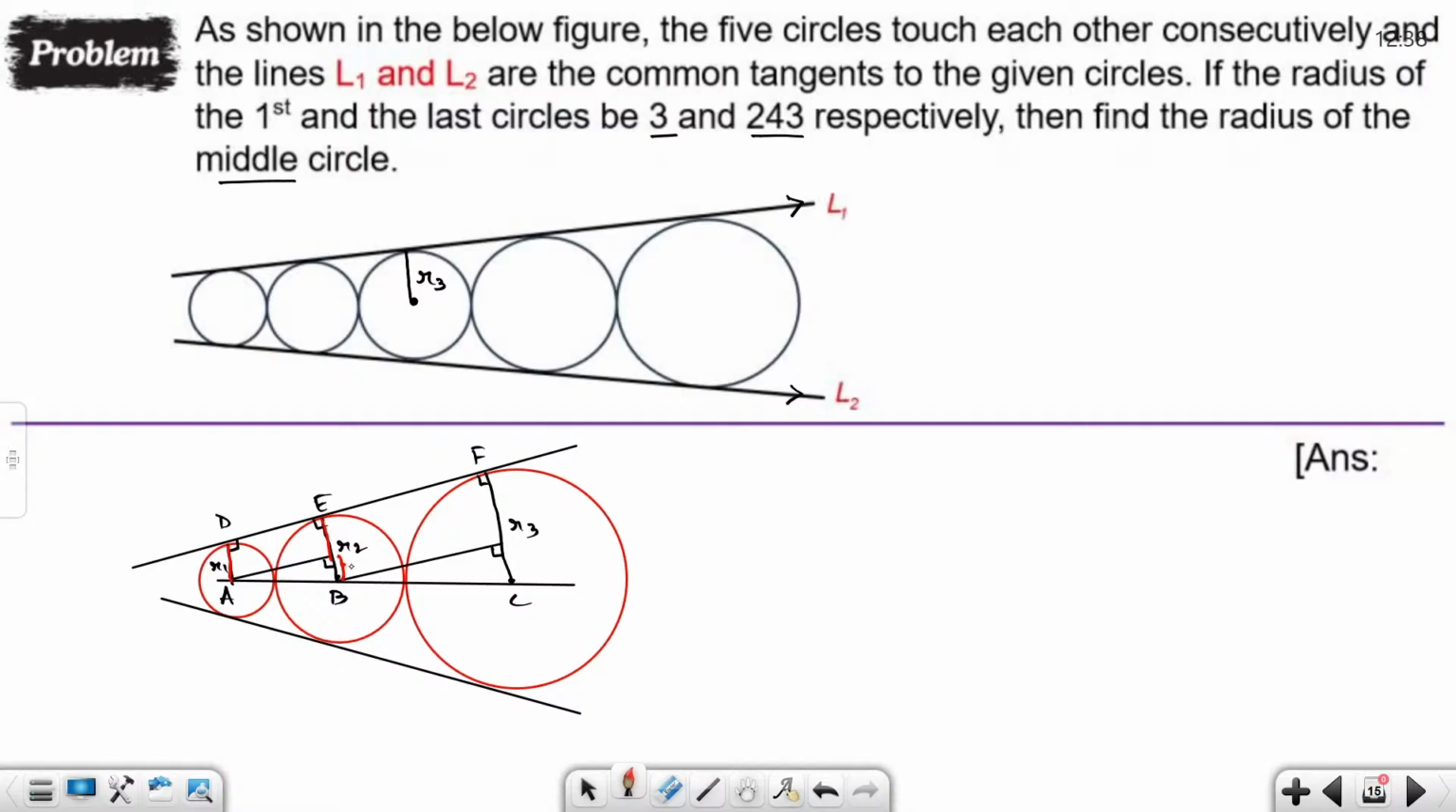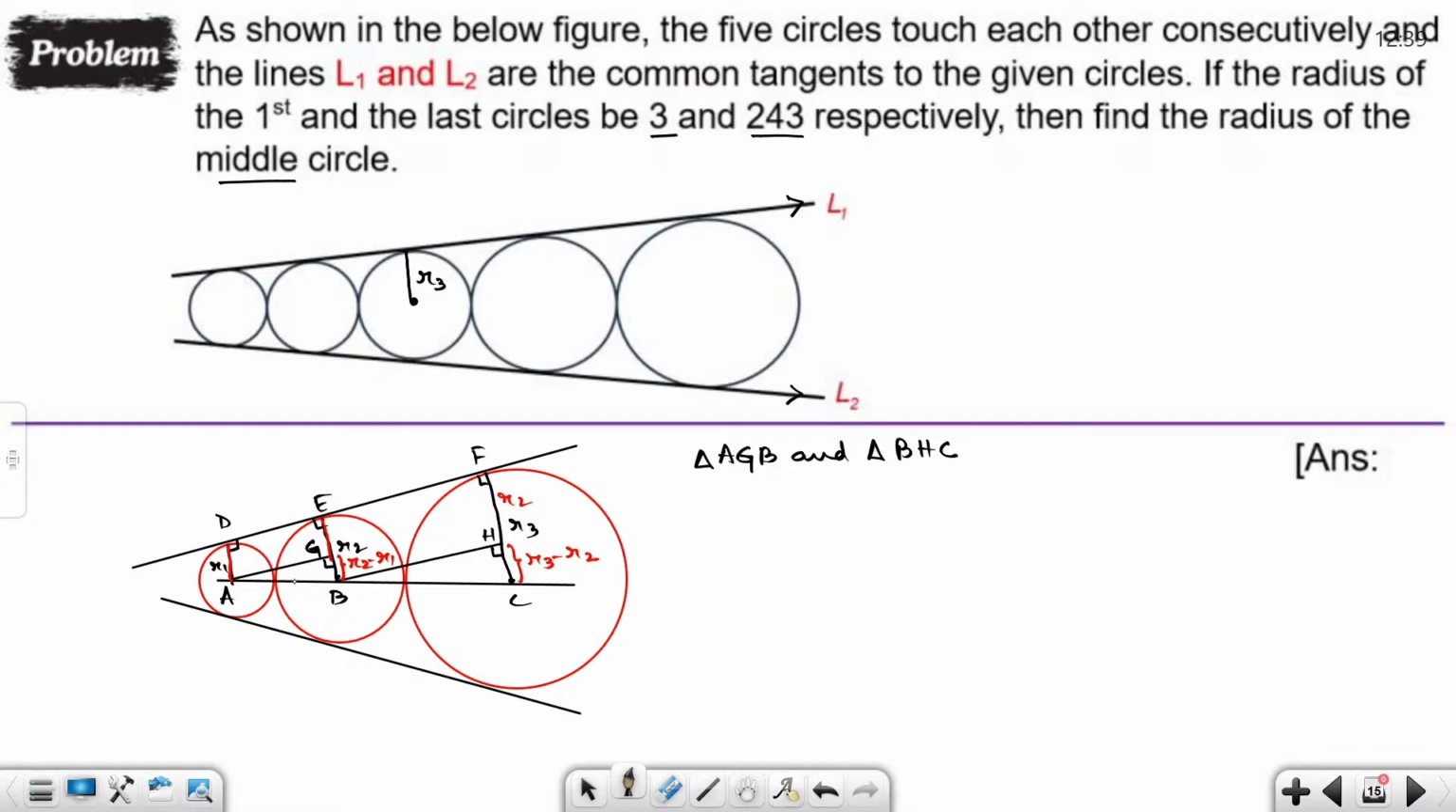So this length will be what? It will be R2 minus R1. Similarly, if B is R2, then this length is also R2. So this length will be R3 minus R2. Am I correct or not? Again, let us give a name to these points. Let us say this point is G, and this is H. Now let us consider triangle AGB and triangle BHC. Let us consider these two triangles.